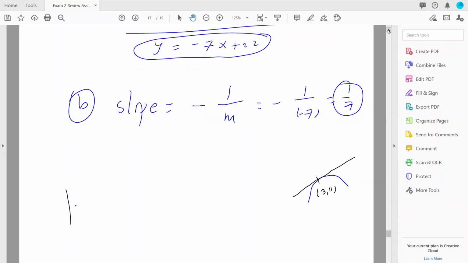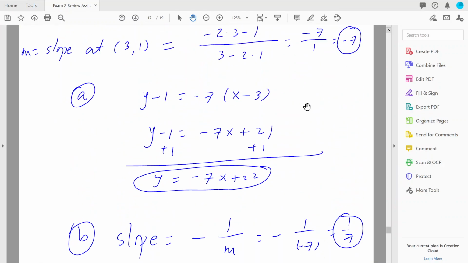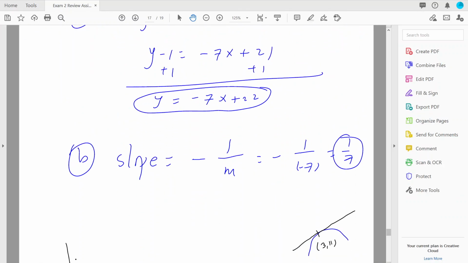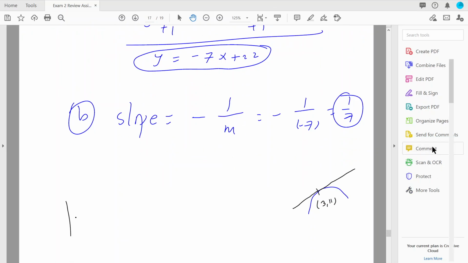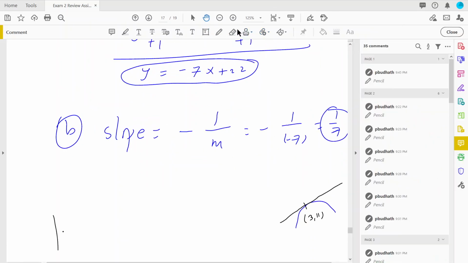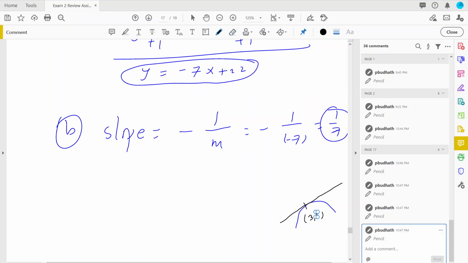Okay, let's go up here. So it's a 3 and 1. Sorry, it's not 11. Okay, 3 and 1. So I'm going to just erase that. It should be 1. So at 3, 1, this is the tangent line.